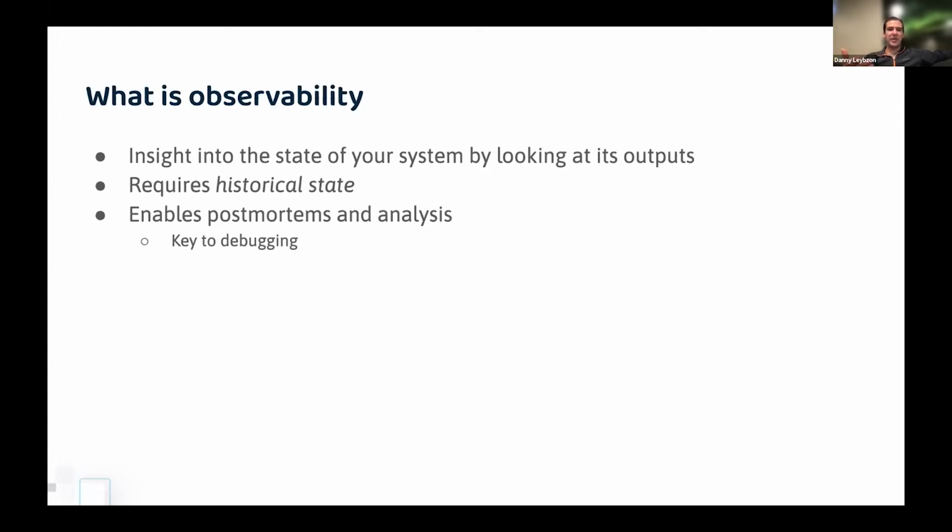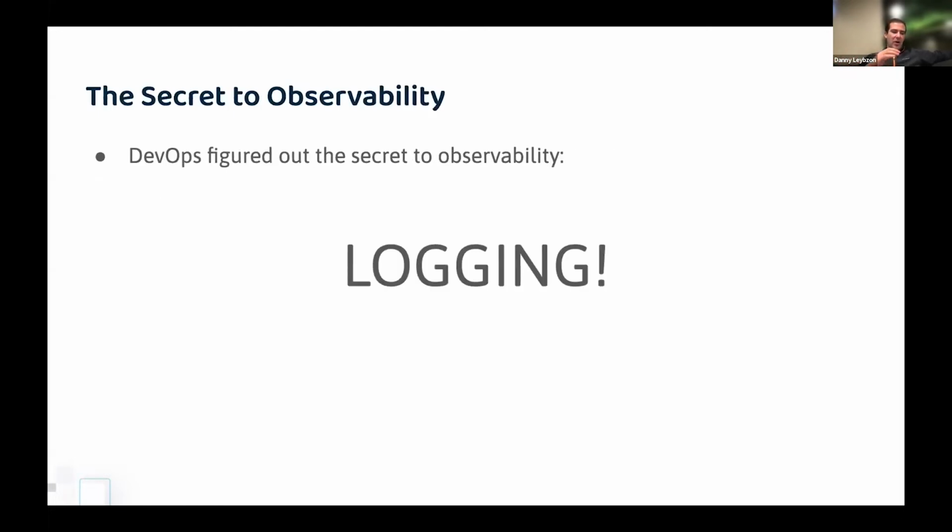And that's what observability is. It's really fundamentally just allowing us to understand what's going on with our machine learning model and our machine learning system. So I'm going to share a secret with you, which is that DevOps has figured out the secret to observability a long time ago. And that secret is logging.